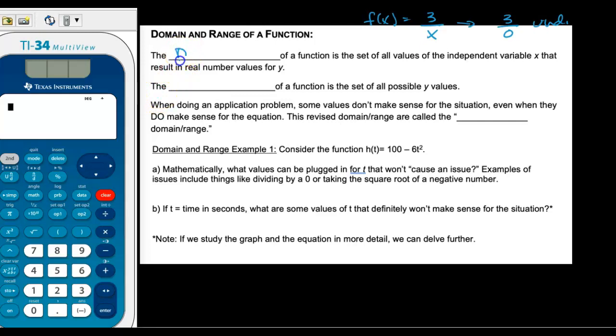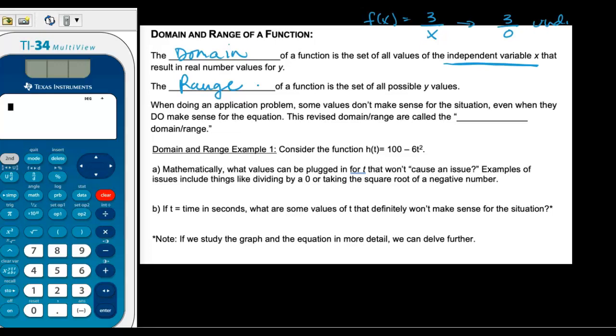So the domain of a function is the set of all values of the independent variable x that result in a real number value for y. Basically, we're looking for numbers that you can plug in for x that won't cause an issue. And the range of a function is the set of all possible y values.